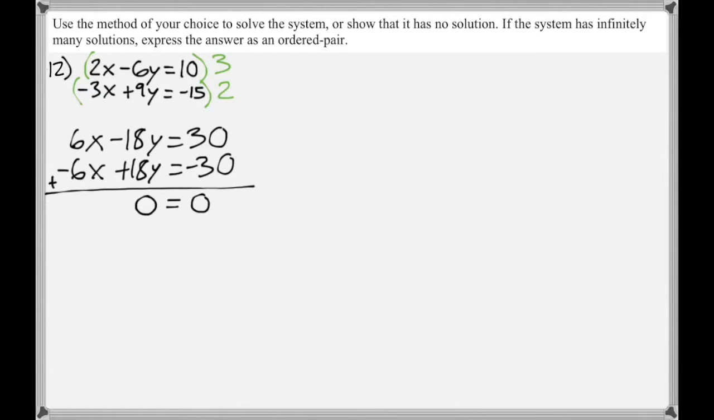So when all my variables go away, I'm either going to be left with a true statement or a false statement. If it's a false statement, then it's going to be no solution. If it's a true statement, like this is, then it's going to be infinite solutions.